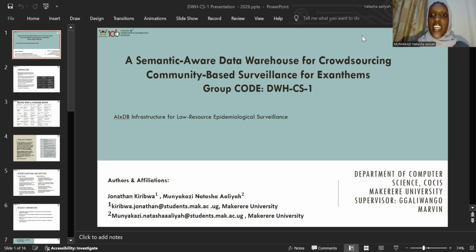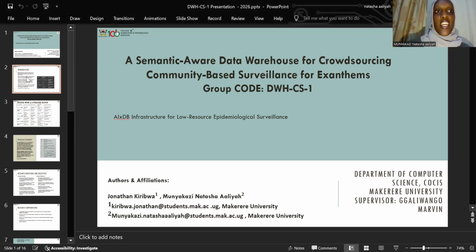And our project is titled A Semantic Aware Data Warehouse for Crowdsourced Based Surveillance. This research focuses on improving epidemiological surveillance in low resource settings such as Uganda, using semantic technologies, knowledge graphs, and neurosymbolic AI. This work was developed under the Department of Computer Science at Makerere University.